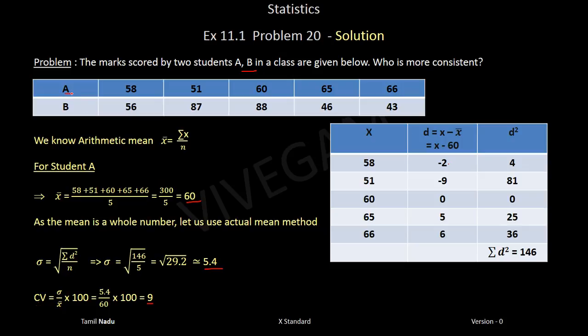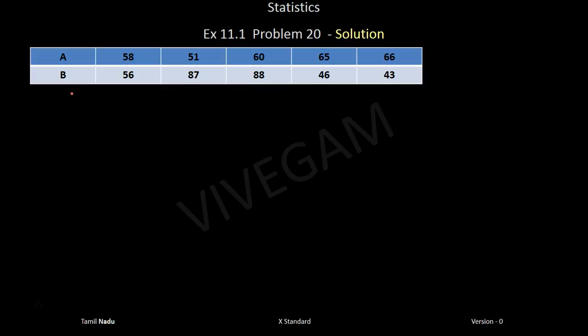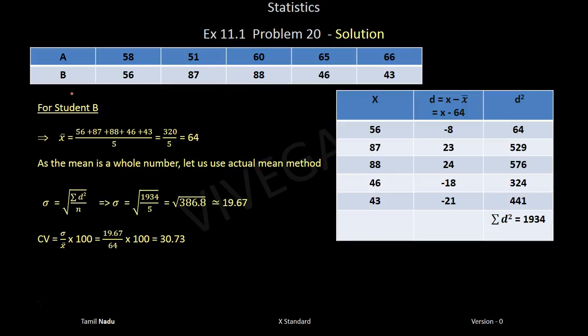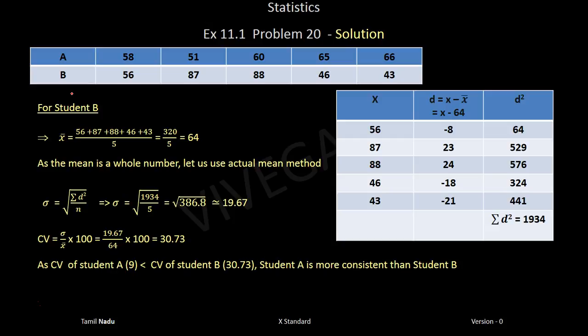Now we'll have to do the same for student B. I'll leave it to you, you can do the same. I'll just quickly go through this. So you add up all the things and find the mean, which comes to 64. And it's a whole number, so we are using the actual mean method. So you'll have three columns. The marks will be coming over here.